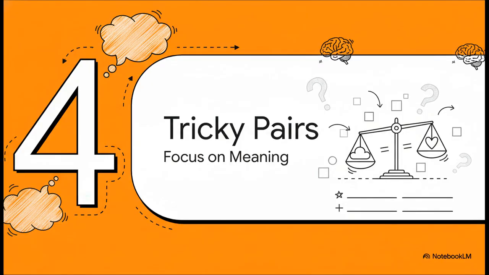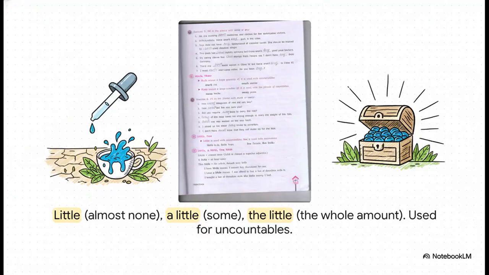Now let's look at some pairs that look similar but have slightly different meanings. These are definite exam favorites for fill-in-the-blank questions, so listen carefully. It's all about understanding the meaning. Okay, let's start with little, a little, and the little. We use these with uncountable nouns, like water or hope.